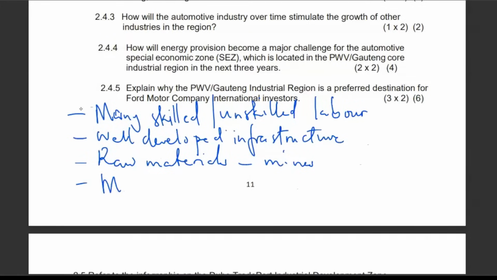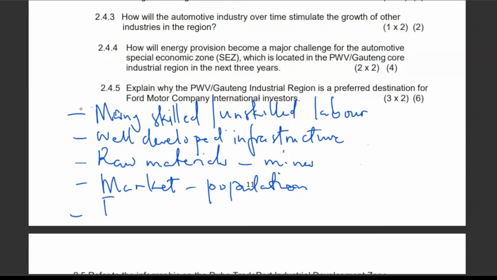And also the market, there's a big market because of the population size. Remember, Gauteng is highly populated, and for that reason, they can easily sell their products because we have a wide variety of potential clients for the purchase of the product.